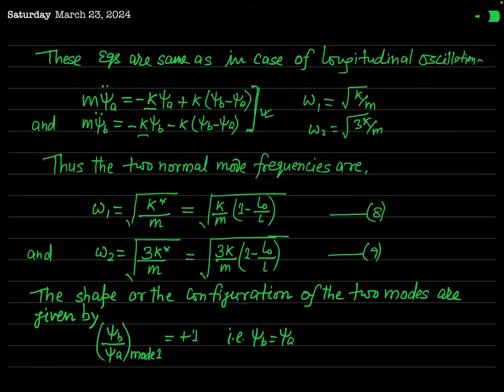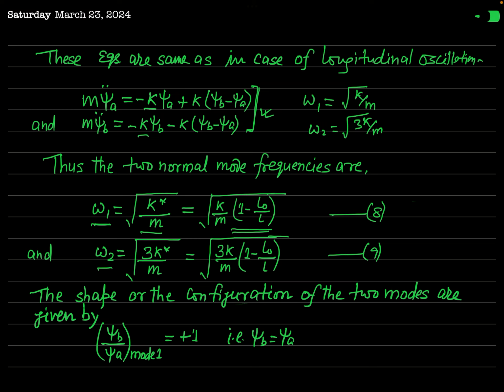So if your aim is now to find the two normal mode frequencies in case of transverse oscillation of the coupled masses under the small oscillation approximation, we will have omega 1 equal to a square root of K star by M. But you know K star is equal to K times 1 minus L naught by L. So the frequency of the first normal mode of oscillation will be a square root of K by M times 1 minus L naught by L.